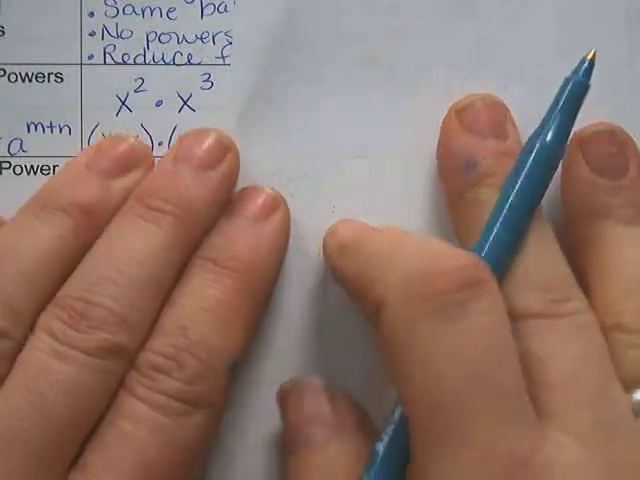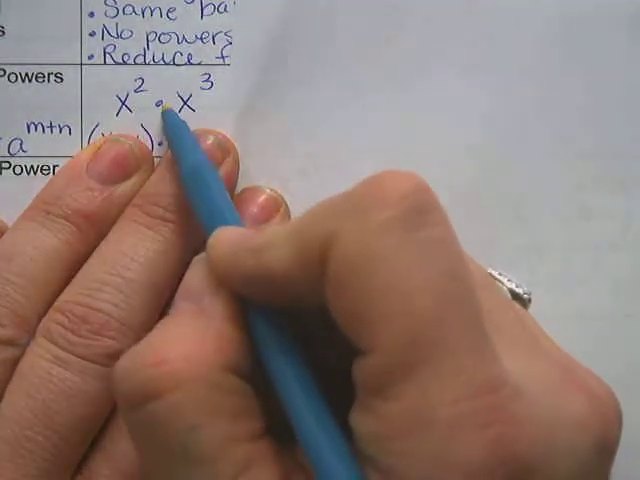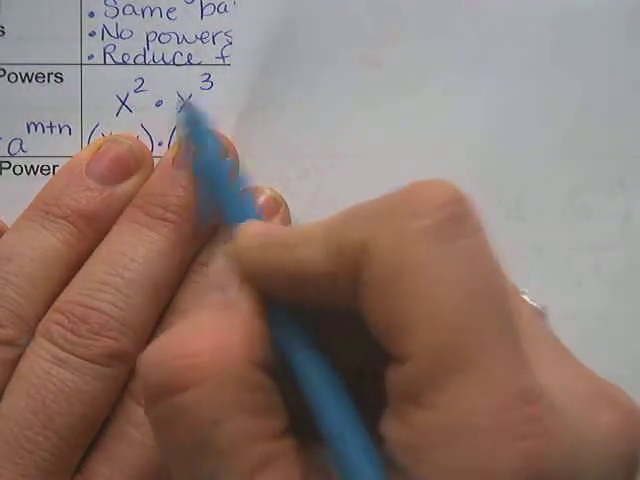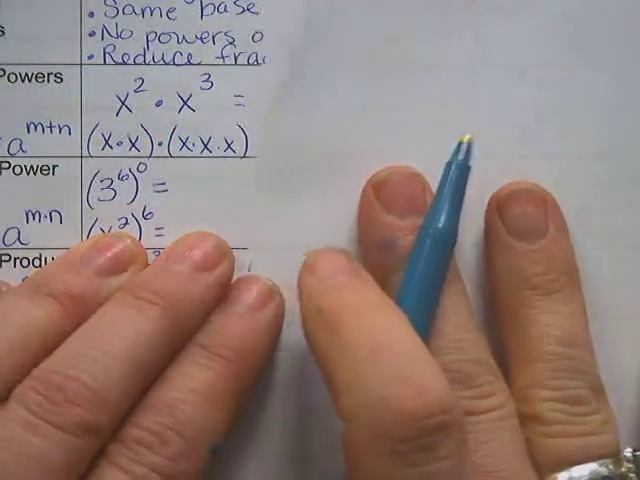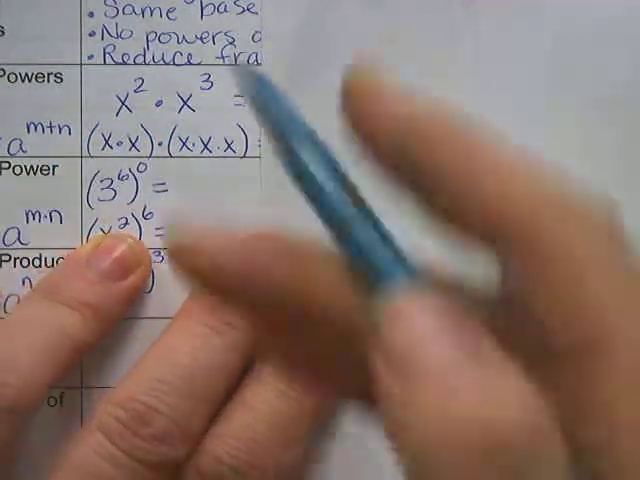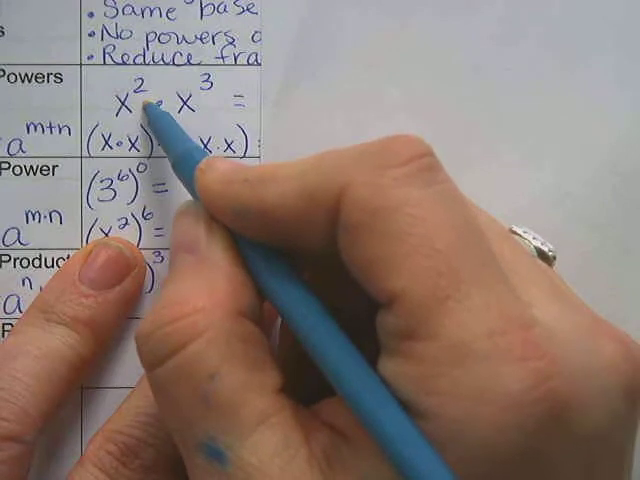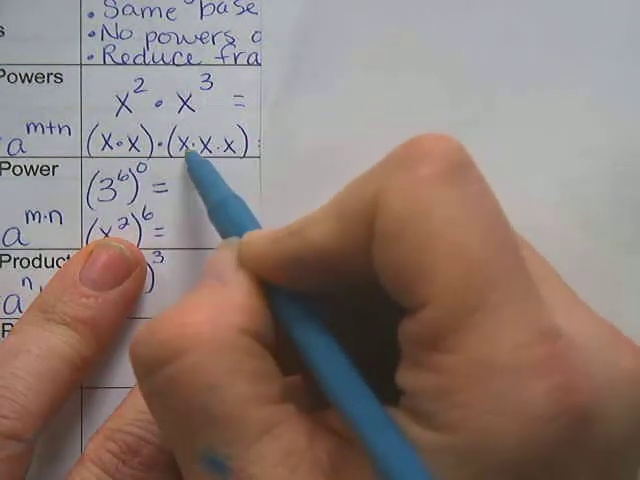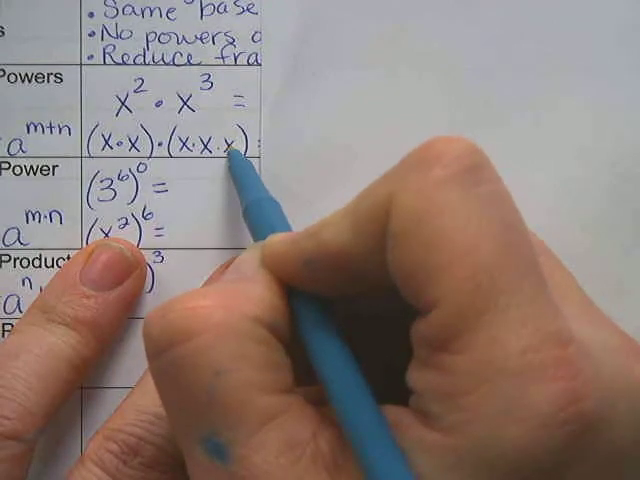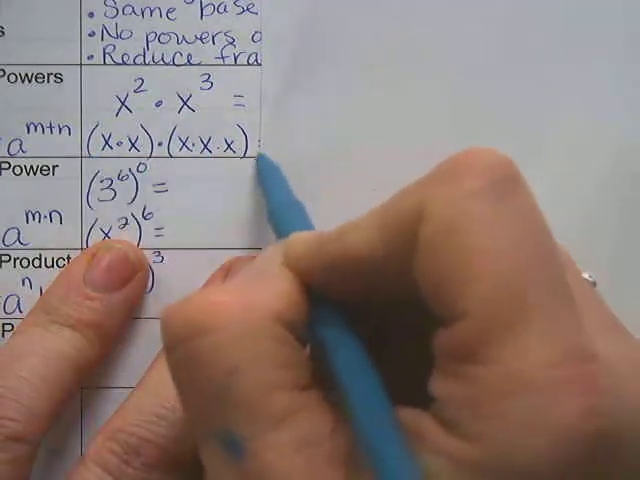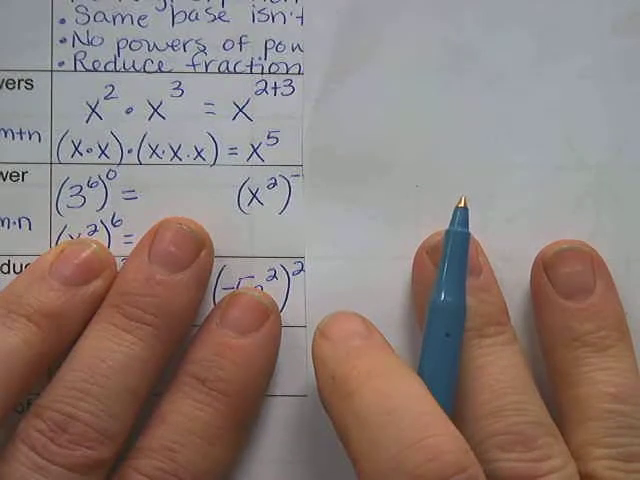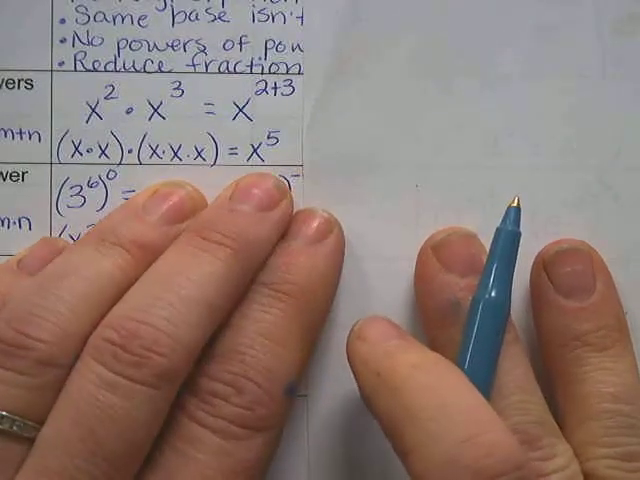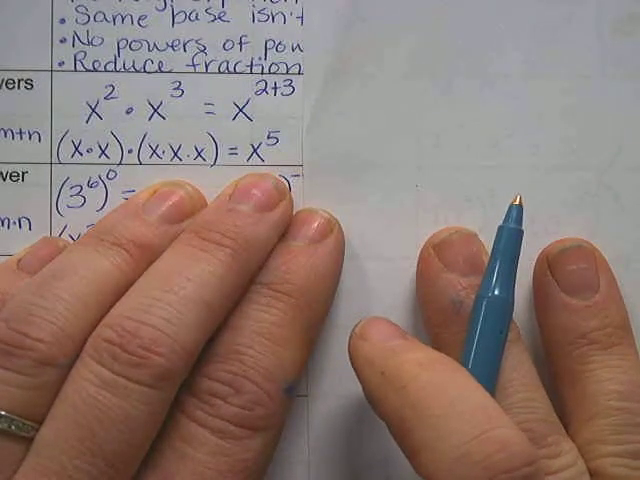So if you look at this really simply, if we have the product, meaning multiplying, of 2 powers that have the same base, well, if I ever forget these rules, I just think about what it means. Doesn't x squared mean x times x? And x cubed means x times x times x. So just by counting, I can see that that really means x to the 5th power.